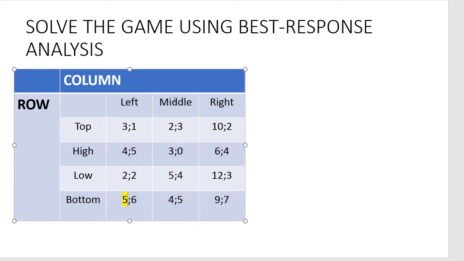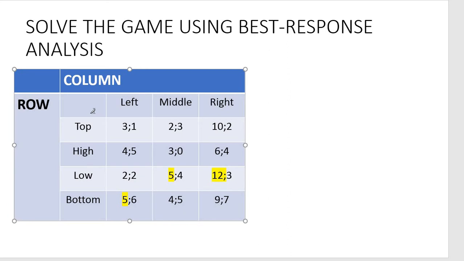If the second player decides to go middle, then going low would be the most adequate response of the row player. And finally, if the second player decides to go right, in this case, the first player would prefer to go low because the payoff associated with the combination of right and low is higher than the payoff associated with right and any other strategy available for the first player.